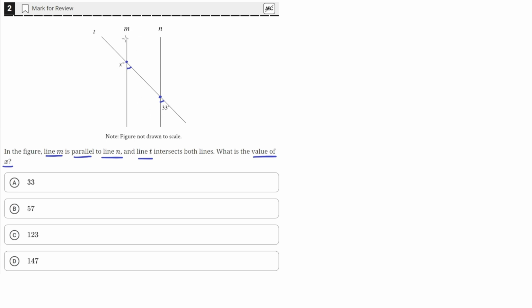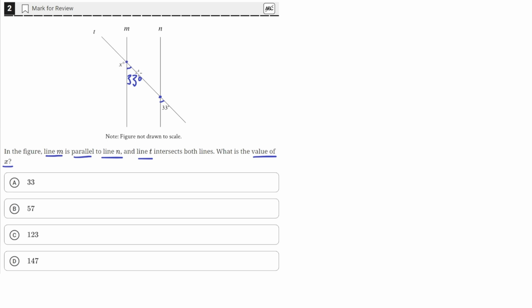And this only works for a set of parallel lines being intersected by a transversal, since these two angles here would overlap if you moved this intersection on top of this one. So they're corresponding angles, so they're both 33 degrees. And then we can find the value of x.